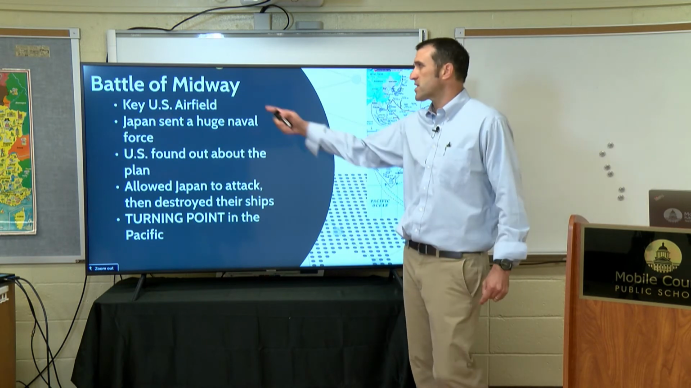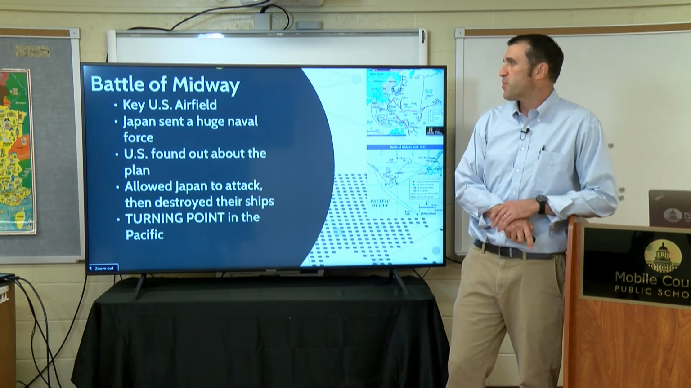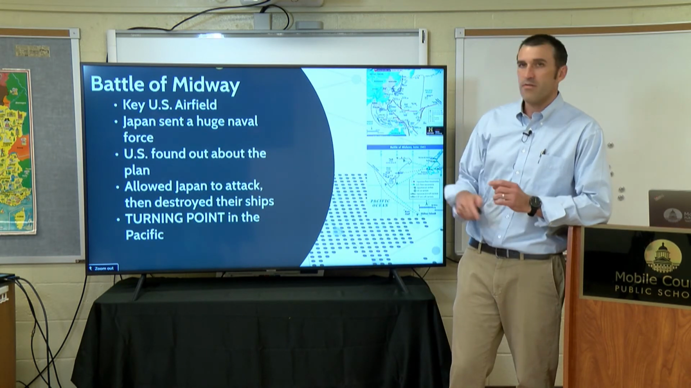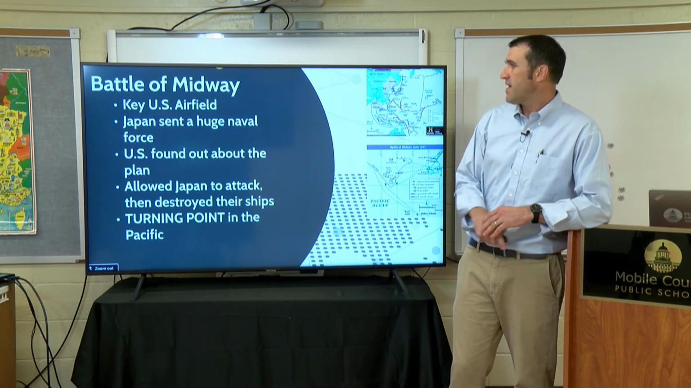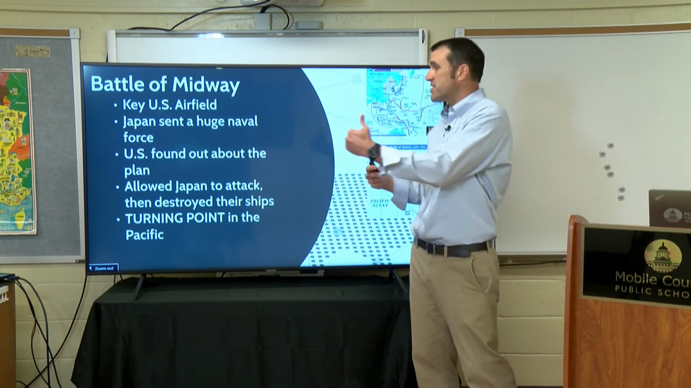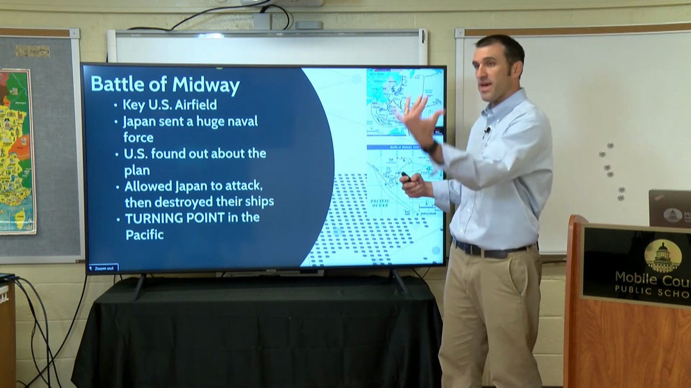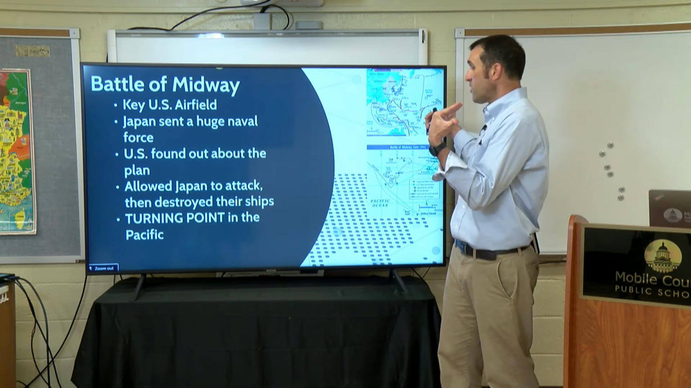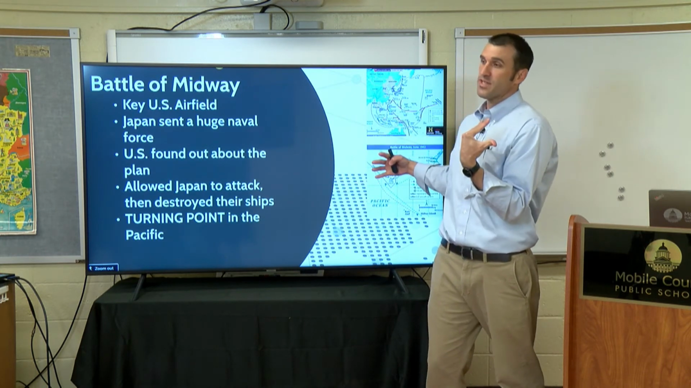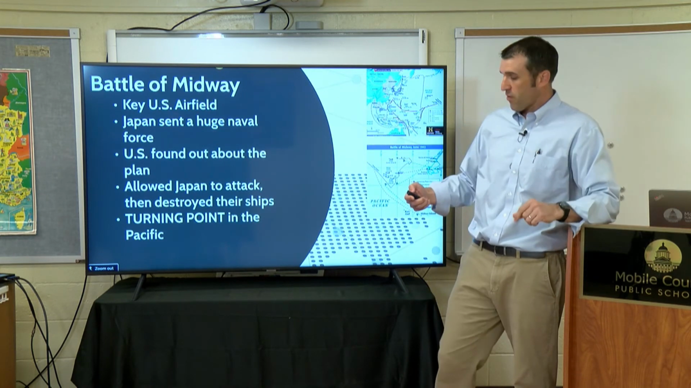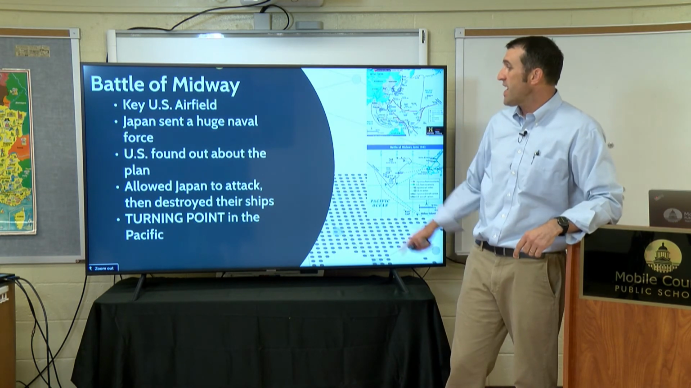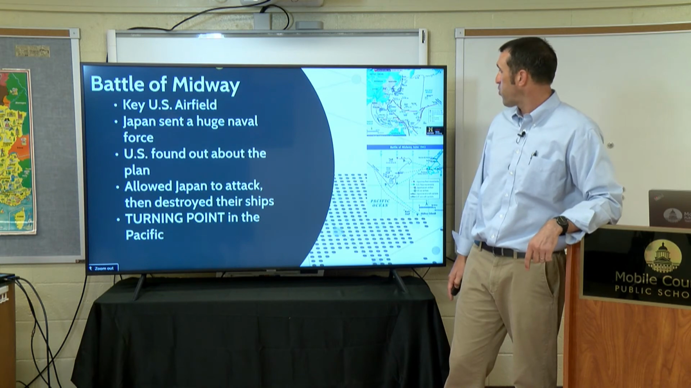Battle of Midway. There was a key U.S. airfield there. Japan sent a huge naval force. The U.S. found out about the plan. They actually allowed the Japanese to attack, and then once those planes came off the Japanese ships, the U.S. launched an attack on those ships from their aircraft carriers as well. And this became the turning point in the war.